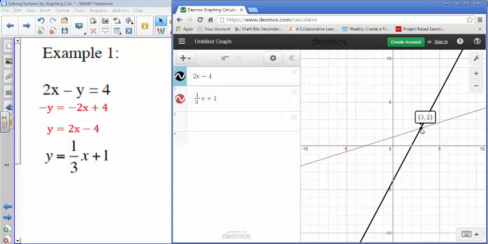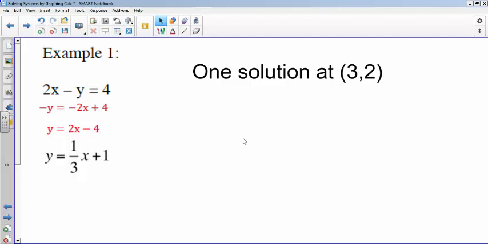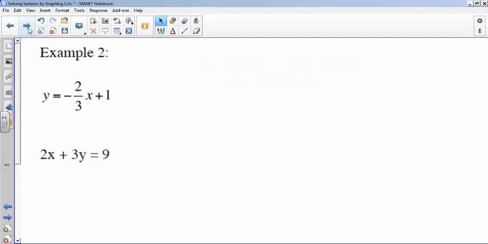So when we go to write our answer, we are just going to say that there is one solution, and that solution is at the point (3, 2). Remember, you can go back through this example and you can pause it and rewatch it to help you. All right, let's take a look at our second example.